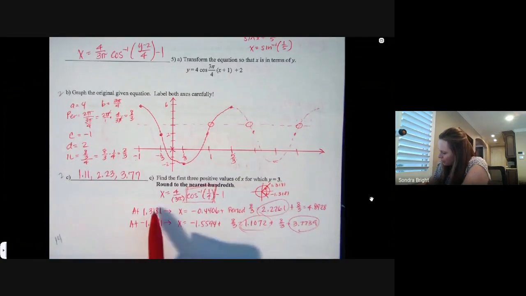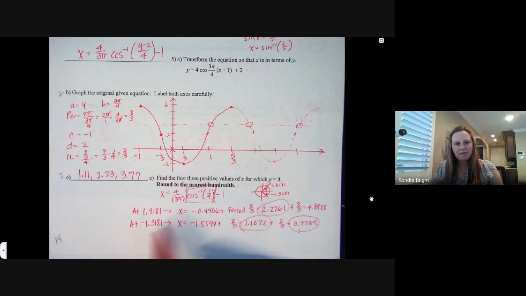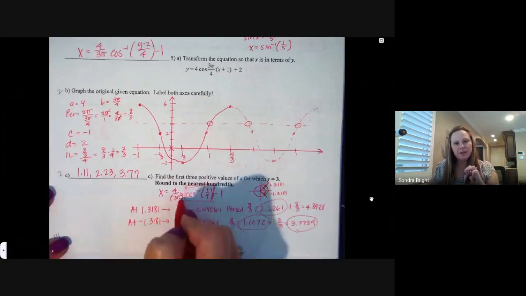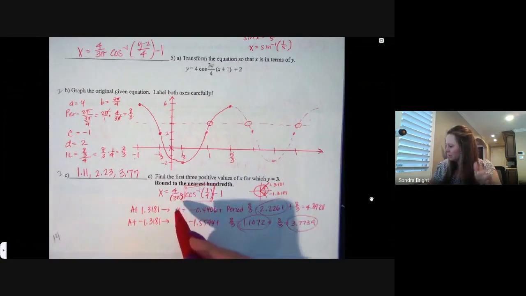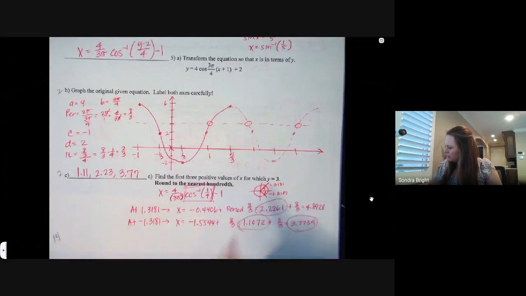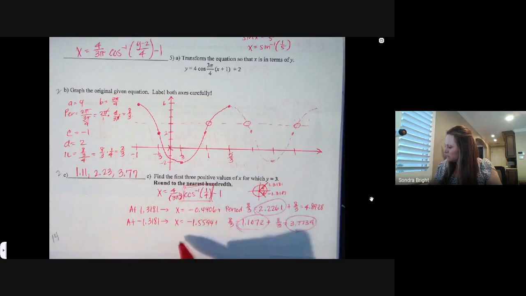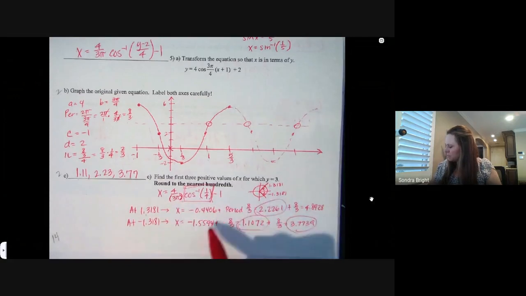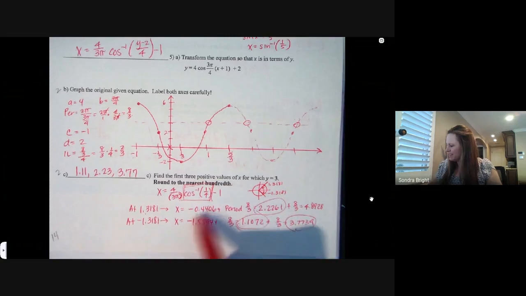Make sure you put parentheses around the 3 and the pi. Otherwise, it'll divide by 3 and then multiply by pi. You'll get a completely wrong answer. And so I went 4 divided by 3 pi times the 1.3181, and then minus 1, I got this guy, which is over here in the negatives.